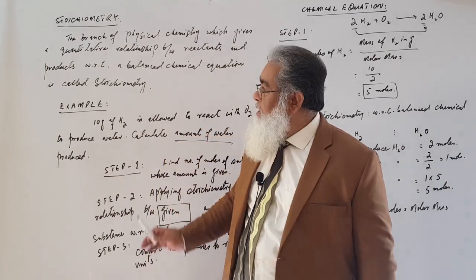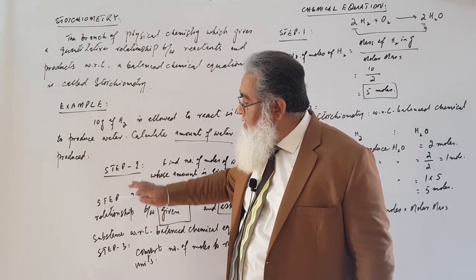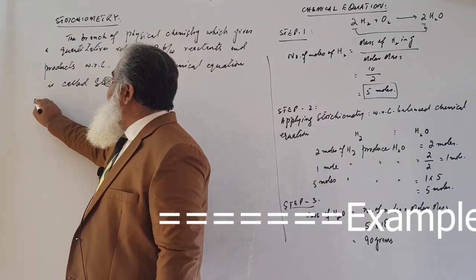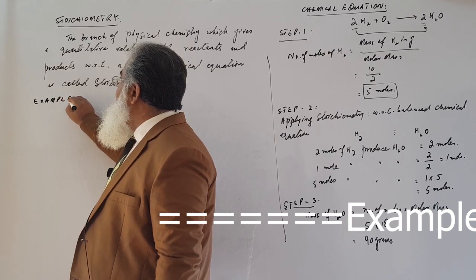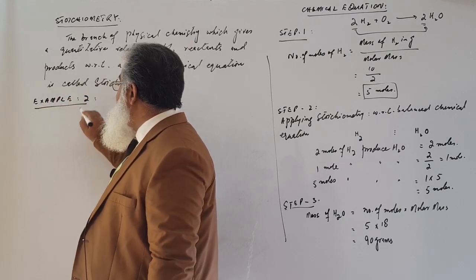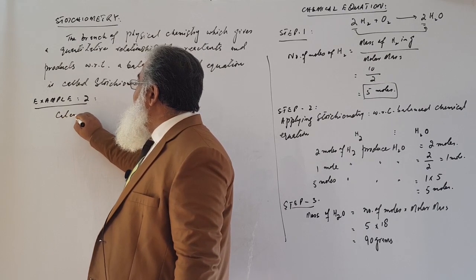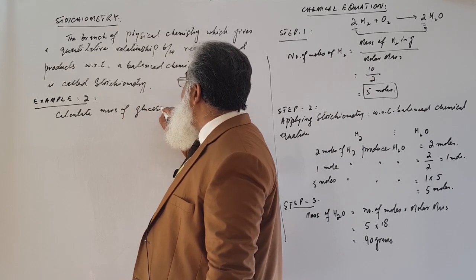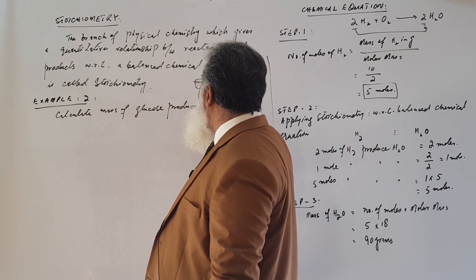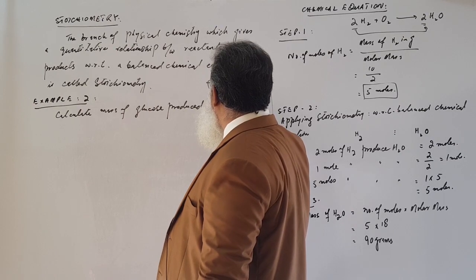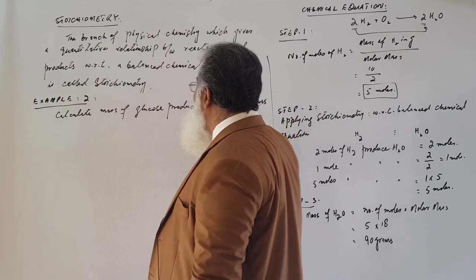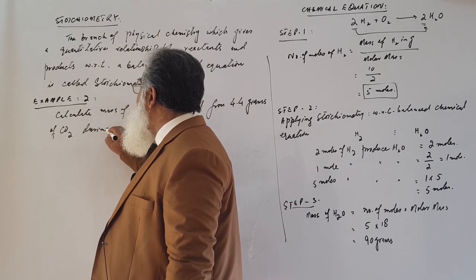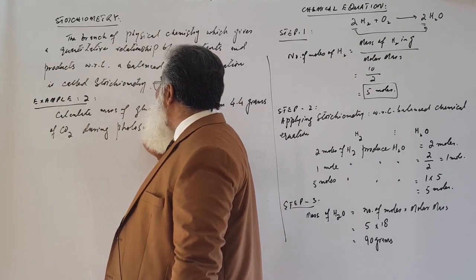Okay, beta. After this one, now we try to solve another numerical by applying all these steps. Next example, example number 2: calculate the mass of glucose produced from 4.4 grams of carbon dioxide during photosynthesis.